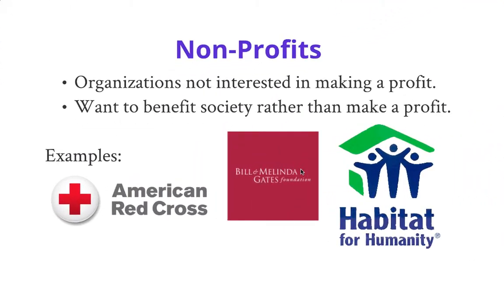So the first type of competition is non-profit. That is when organizations are not interested in making a profit. They just want to help people. For instance, the American Red Cross, Bill and Melinda Gates Foundation, Habitat for Humanity. All help people, all make a lot of money, but they just take that money and give it to other people.